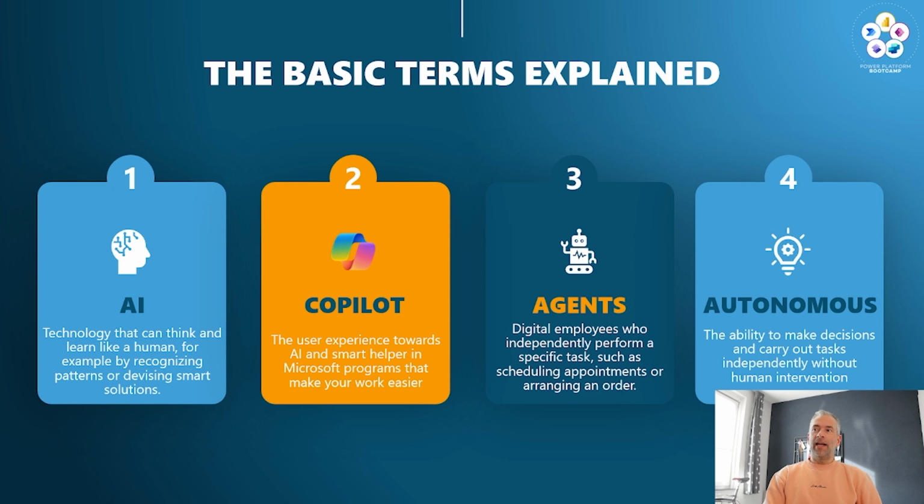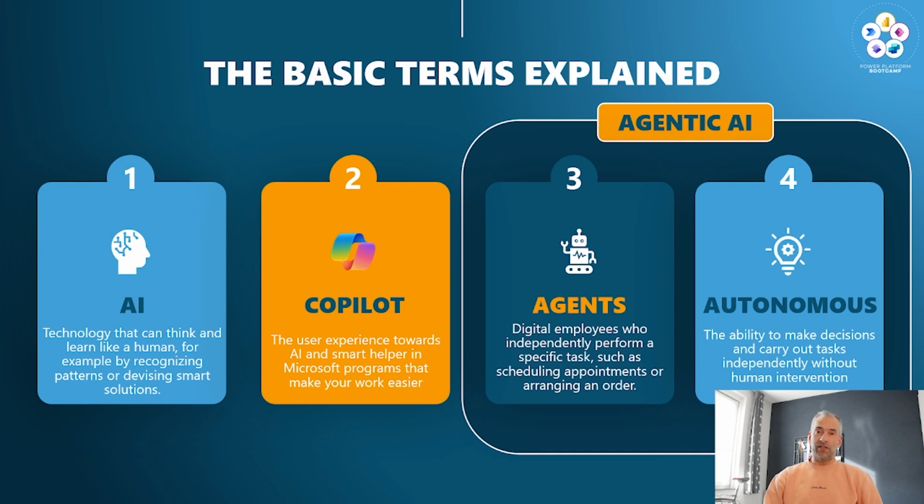And then we have the term autonomous. That's the ability to make decisions on your own and carry out tasks on your own. Like me as a human, I can make decisions for myself and I can create tasks myself. The ability to do this without human intervention is what autonomous means. And that is the world of agentic AI: creating agents that can make decisions on their own and take the actions that they want on their own.